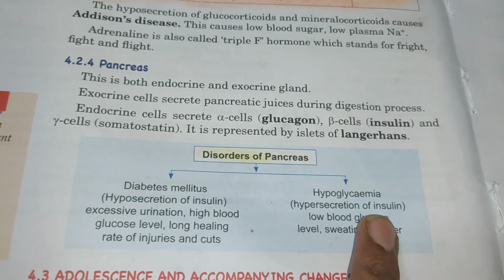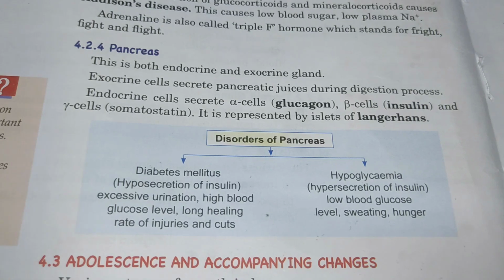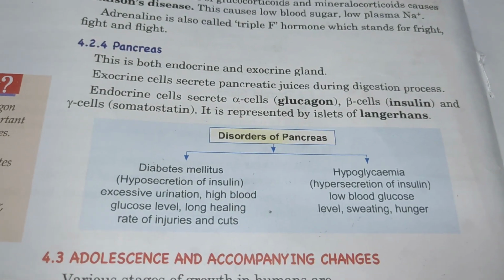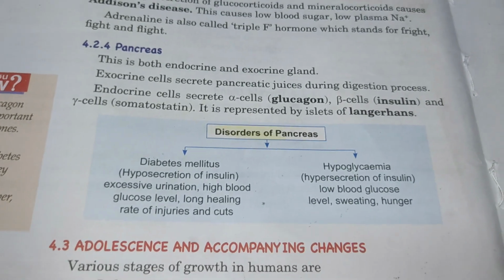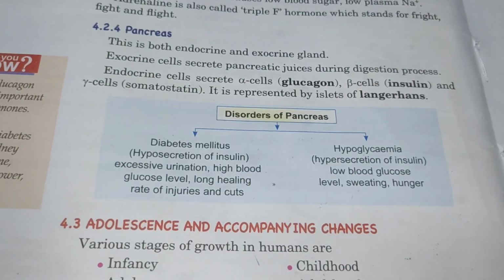Then hypoglycemia. If there is more insulin production, then blood glucose will be very low, with always sweating, hunger, like this. So these are the disorders of the pancreas.